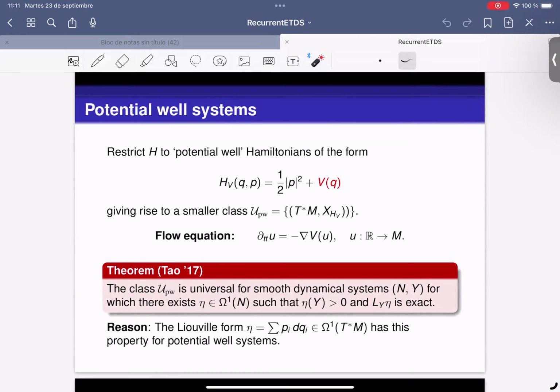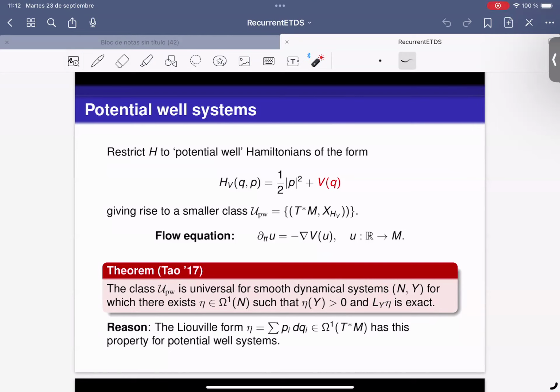And it's a theorem by Tao that this class of potential well dynamics is universal for smooth dynamical systems satisfying this property: that there exists a one form that is always positive on the vector field, pointwise, and the Lie derivative of the one form with respect to Y is exact. It's an exact form.